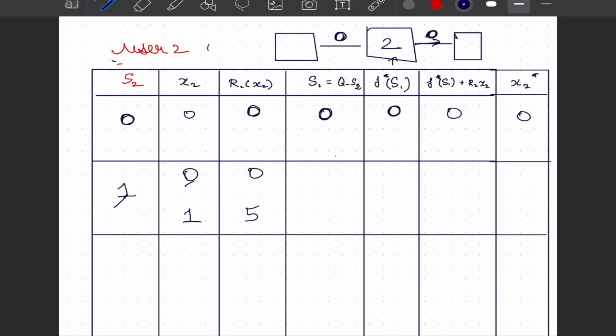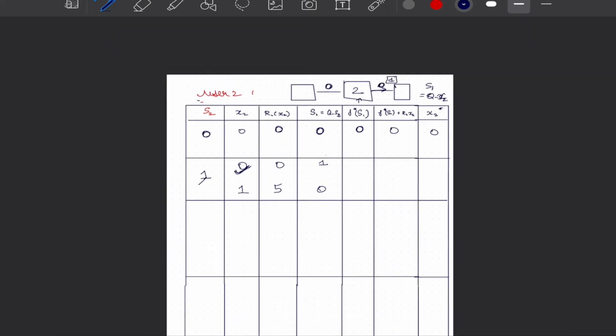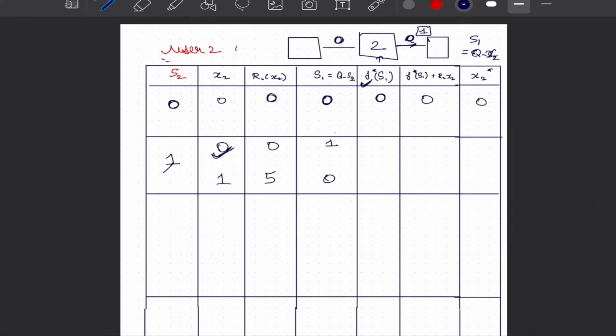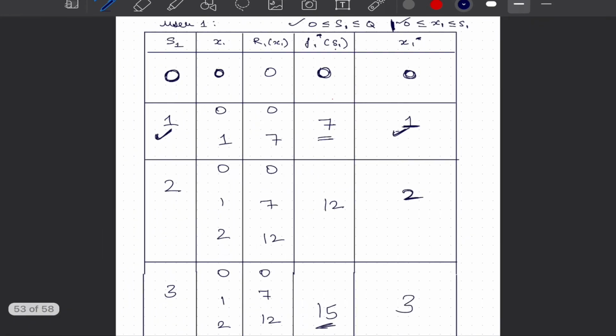If S2 is equal to 1, then what could happen? This user 2 can consume, let us say, 0 units, or they can consume 1 unit. If they consume 0 units, our return is going to be 0. If they consume 1 unit, our return is going to be 5. If out of 1 unit 0 is consumed, we are going to have 1 unit of water available here, because our S1 is simply Q minus X2, and since in this case the allocation to X2 is 0, we are going to have 1 unit of water available here. We will again write 0 here.